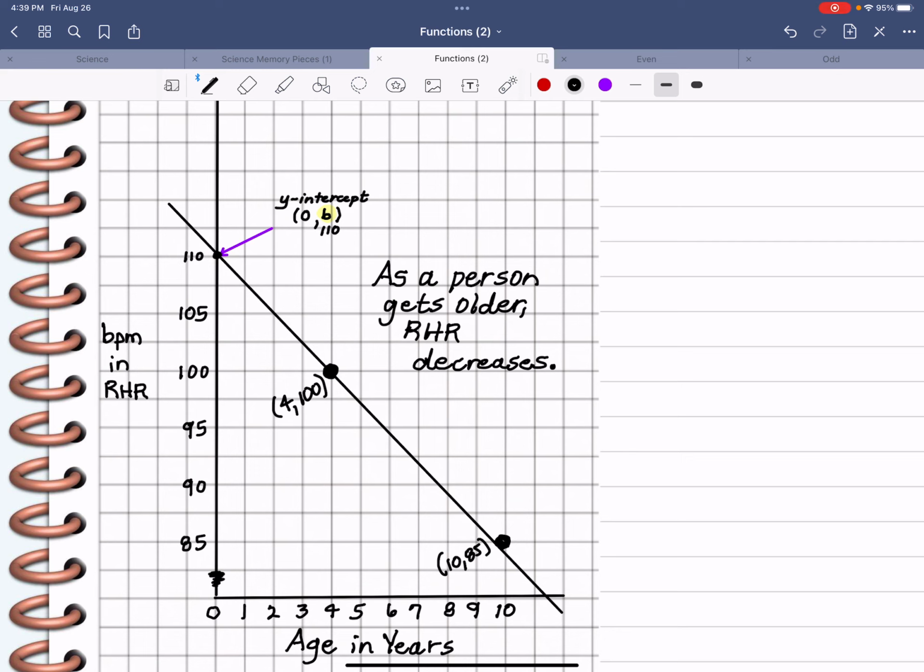Let me just Google that on another screen. What is the resting heart rate of a newborn? A baby that has literally just been born. Well, it's 110 to 150 beats per minute. So I guess that is pretty accurate, right in that range. In utero, I would expect about 100 up to 150 beats per minute. Okay, so as the person gets older, the resting heart rate decreases.